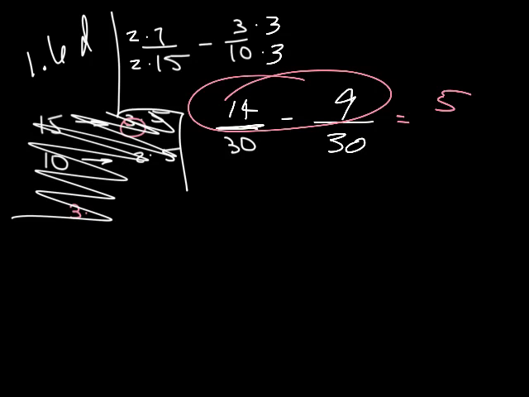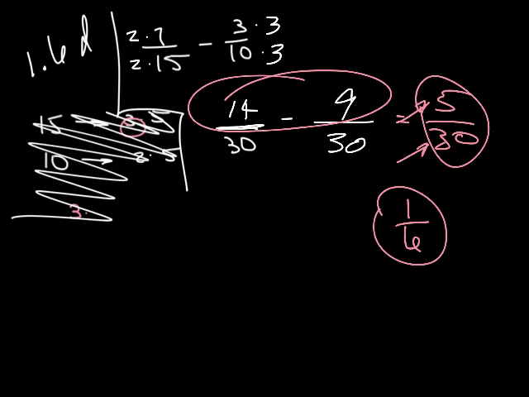14 minus 9 is 5, and we put it over 30. Now 5 over 30 reduces. In fact, 5 goes into 30 6 times, and 5 goes into 5 1 time, and that ends up being our answer for example number 16. Looking at number 17, we have 1/6 and we're adding 1/8, and we're adding 1/4.